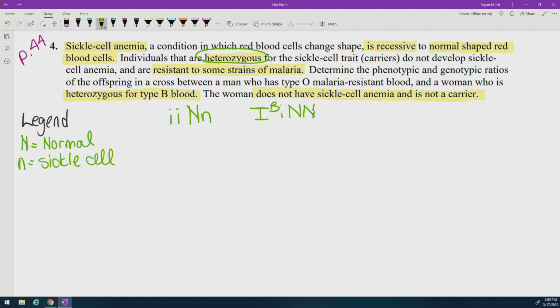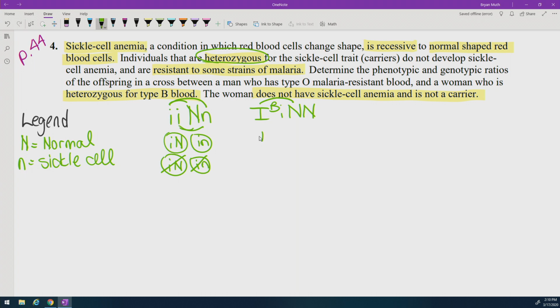All right, next step is to find the gametes. For the man, we're going to have little i, capital N. Next one, using the FOIL method, little i, little n. Third one, little i, capital N. And the last one, little i, little n. We're going to cross out the repeats because we don't need to write things twice in our Punnett square.